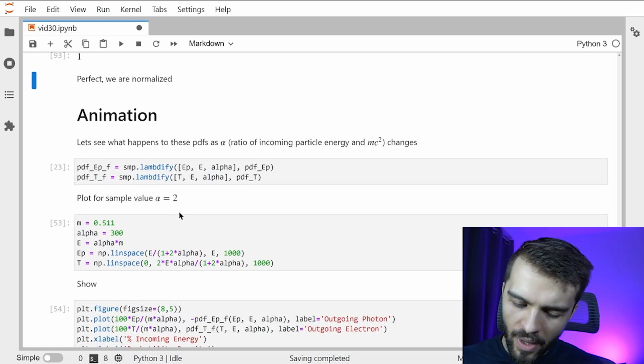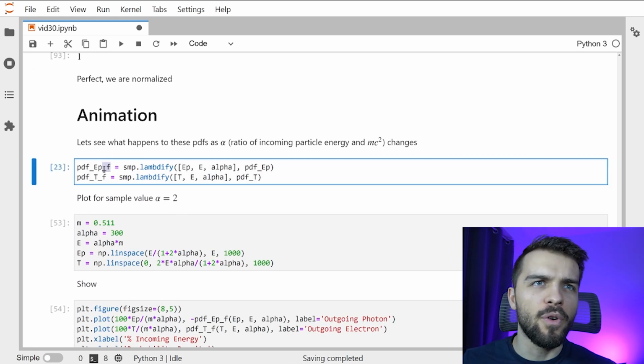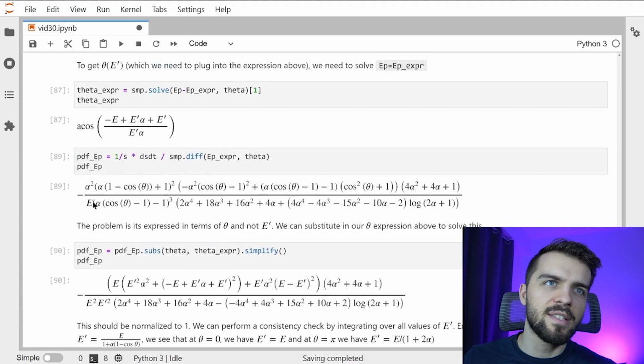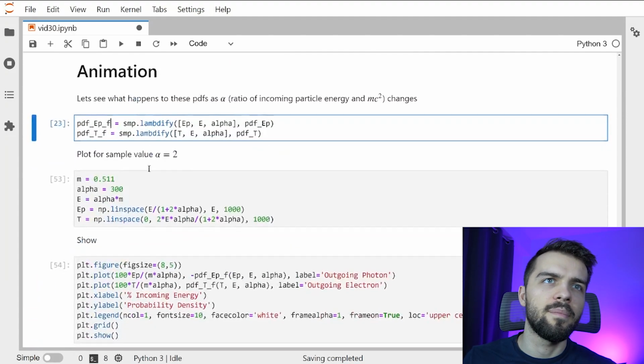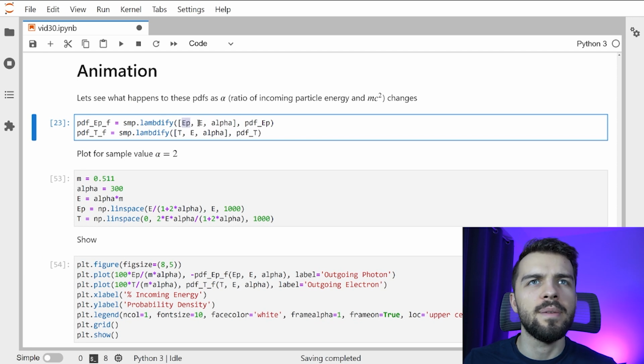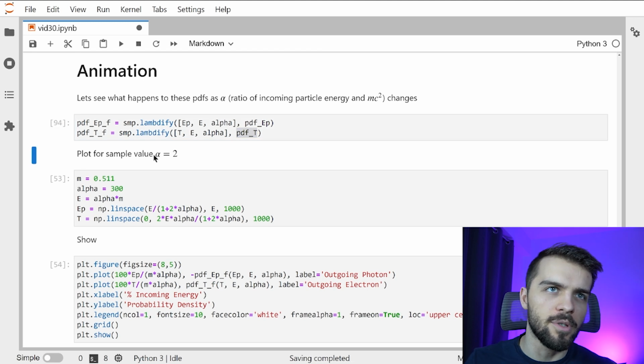So I want to make a cool animation. We have our PDFs, so let's actually plot some stuff. Like before, I use lambdify to convert my symbolic expressions for this PDF and this PDF into numerical Python functions. So the arguments are E prime, E, and alpha for the E prime PDF, and t, E, and alpha for the kinetic energy of the electron PDF. So these are just functions that take in 3 variables.